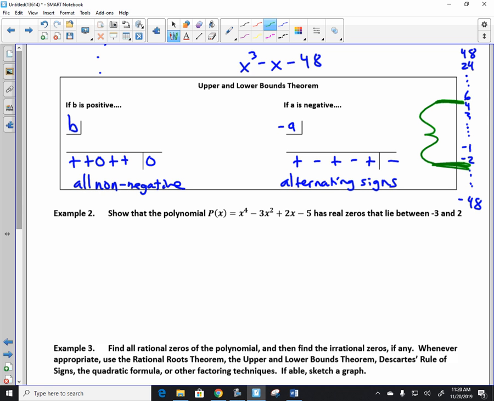Descartes had a way of figuring that out. He said, we can determine upper bounds and lower bounds. He said, pick a number and let it be positive. If you pick that number, let it be positive, and you divide it through the whole thing using synthetic division, and you come up with all non-negative results, that means that b is an upper bound.